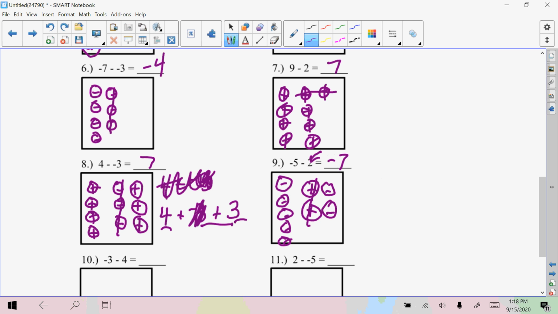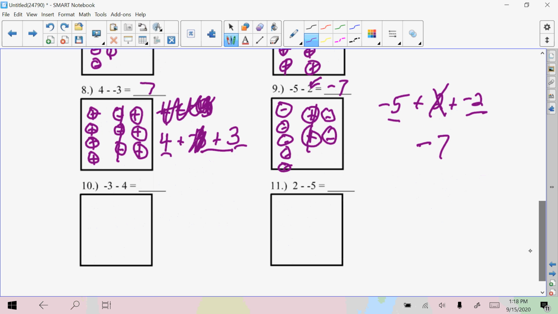So here again, here's the math. You have your negative 5. To that negative 5, I added 2, and then I added negative 2 just to make it 0. And now I have 2 positives that I can take away. Well, I end up with a negative 5 and a negative 2 combined, which makes negative 7. All right, go ahead. You try 10 and 11, see what happens.